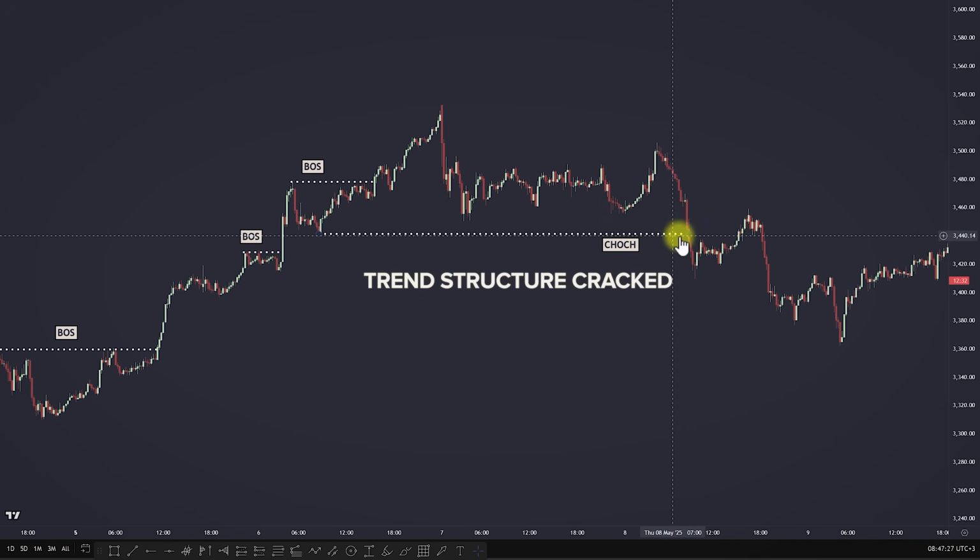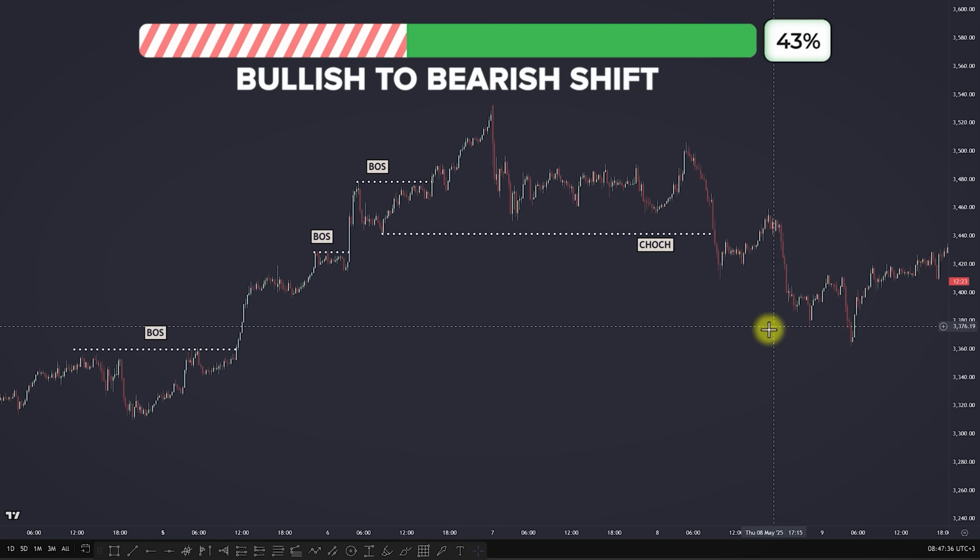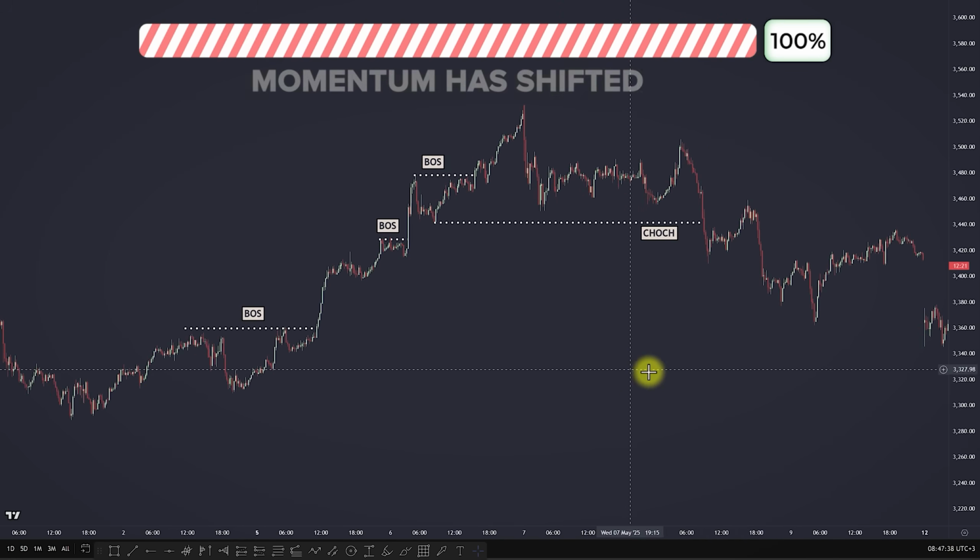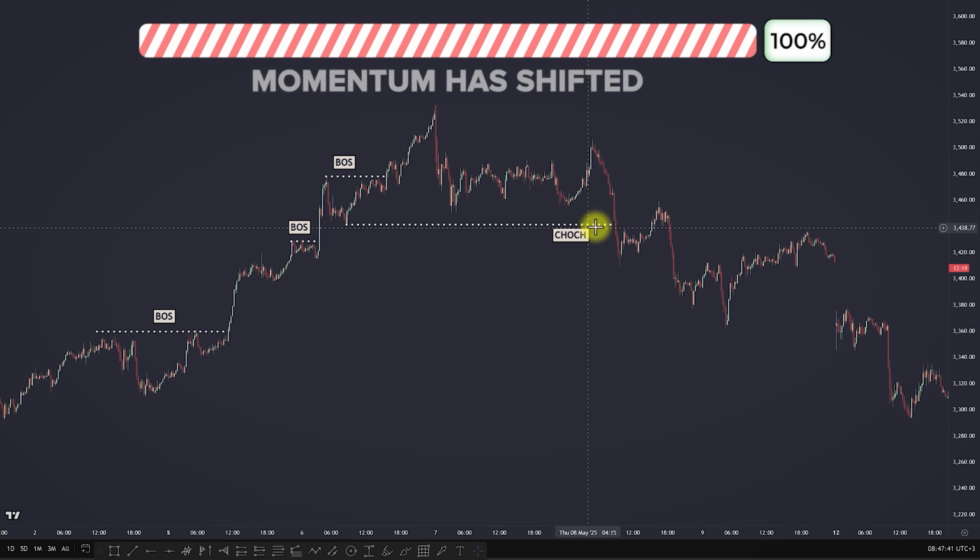The market just told you that the trend structure is cracked. This doesn't mean the trend is over, but it means you need to be careful. The character of the market just changed from strong bullish momentum to potential weakness.